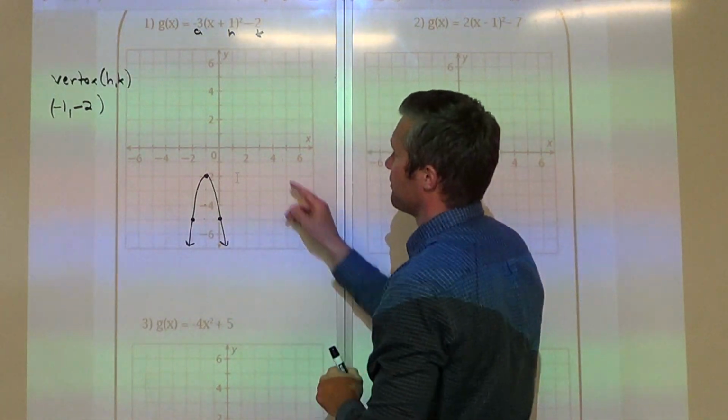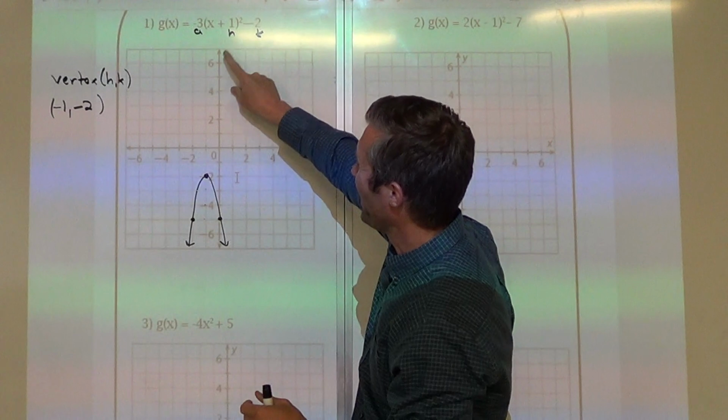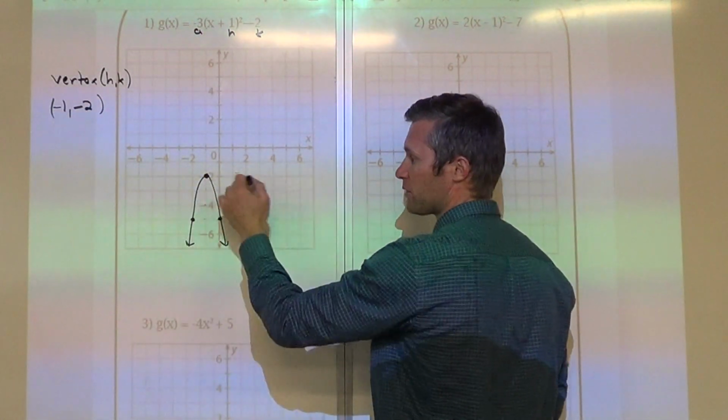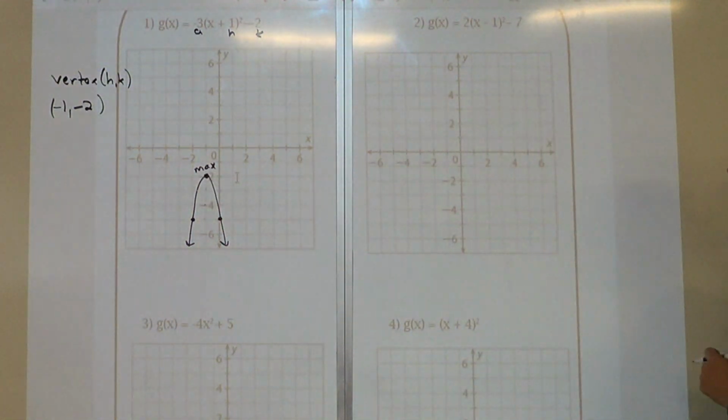Does that make sense? My a value is negative, so my graph should open down. That's good. And then it should be skinnier because it's greater than 1. And this right here, it's a hill, so this is the maximum value. My vertex is the maximum.